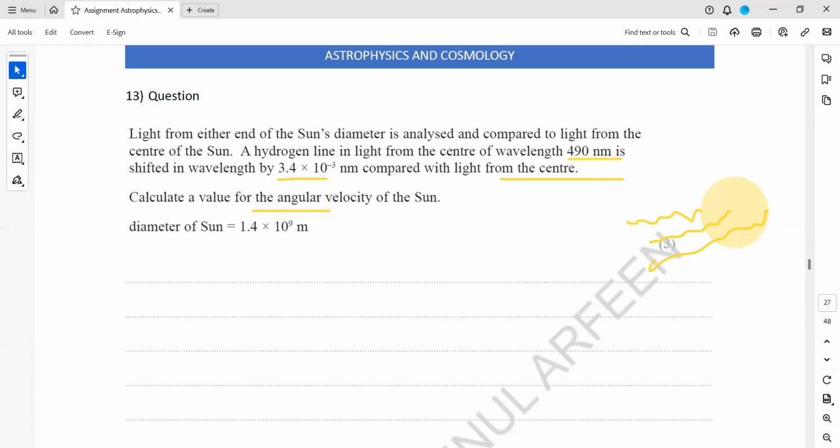So the sun is not stationary. The sun is also moving, spinning. That's why there's a shift. If it was stationary, then there should not be a shift in the wavelength. Because it is moving, there's a change in wavelength. So we want to determine, and the diameter of the sun is given, which is 1.4 times 10 to the power 9 meters, at what speed it is moving or spinning, because angular velocity is involved.